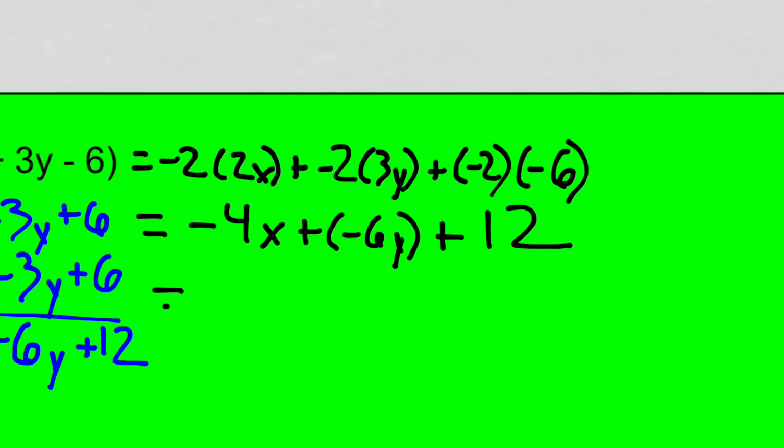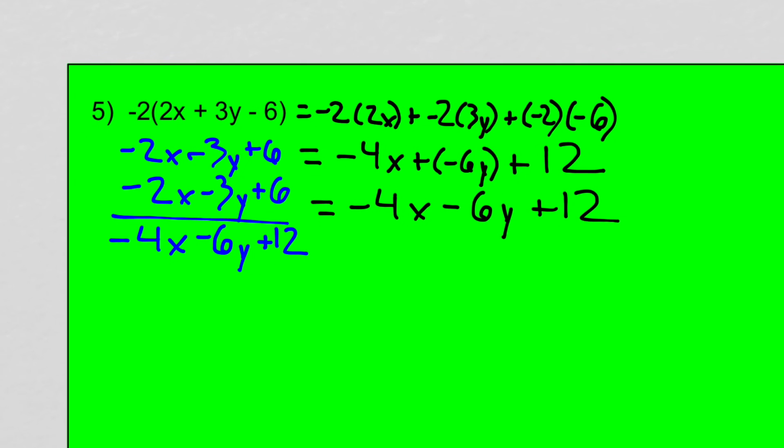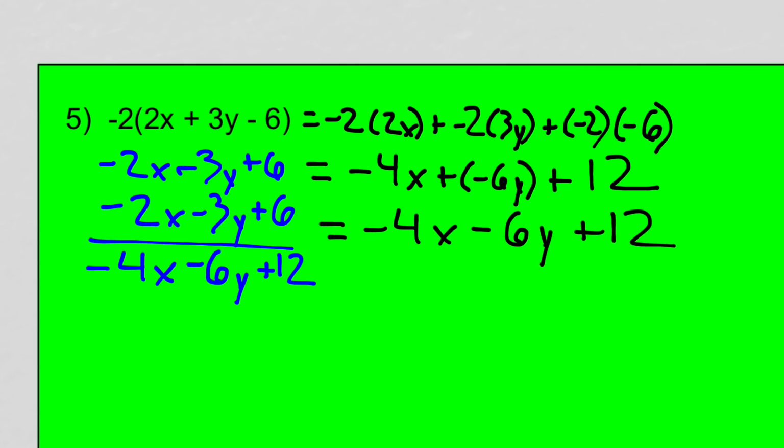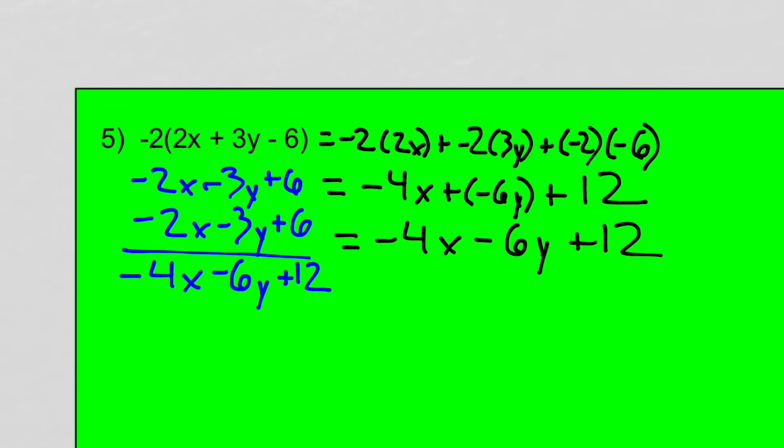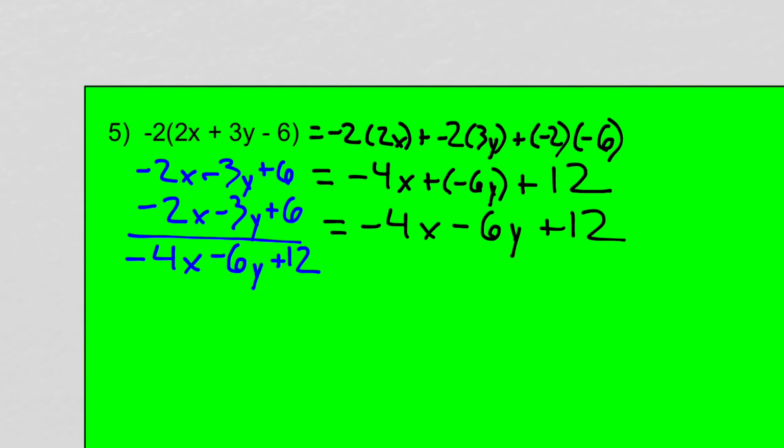Now, a simpler way of saying this is just negative 4x minus 6y plus 12. And you get the same thing either way you do it. That's called using the distributive property and distributing the negative 2 to each term in the parentheses. We use that in algebra and to simplify algebraic equations. And that's what you're going to do today. You're going to practice simplifying algebraic expressions by distributing, using the distributive property to make the parentheses go away.